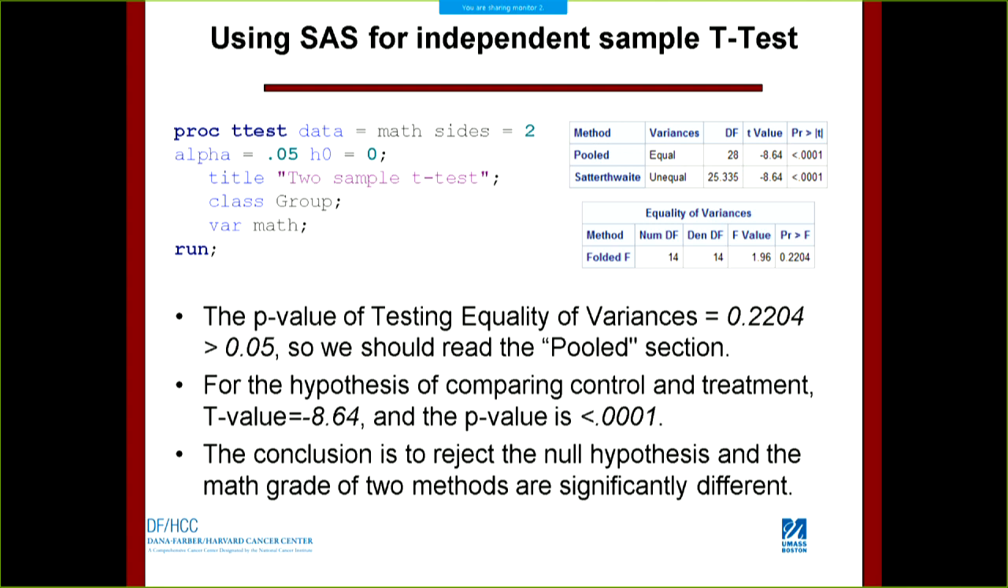And then we do the analysis of the t-test of the equal means, which is rejected. So the conclusion is that the math grades of the two methods are significantly different. The new method makes the math grade much higher compared to the ordinary method at the 5% error significance level here.